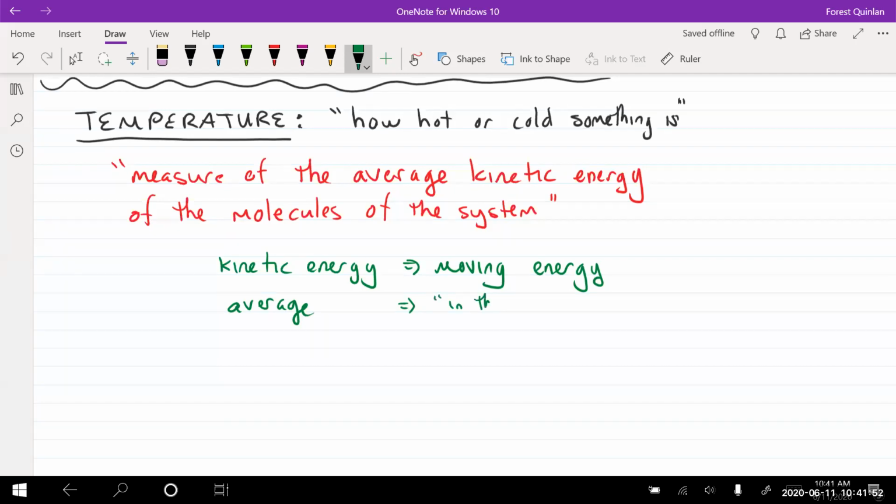In the middle, right? Okay. Some are moving faster, some are moving slower. The average. Some faster, some slower. So we have the average moving energy of the molecules. What is the system? That's the weird one. This is what you are looking at.